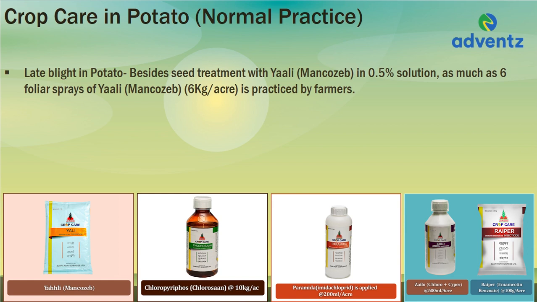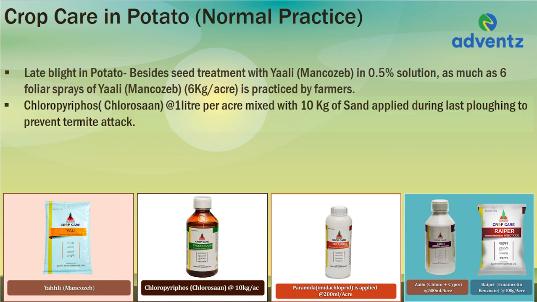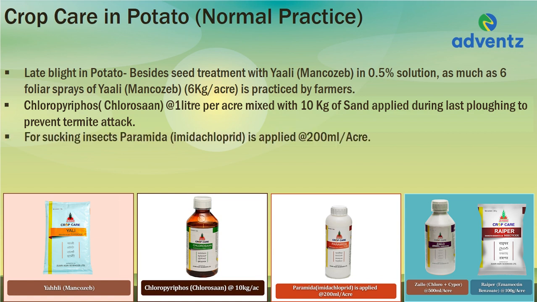For termites, chlorpyrifos, which is Chlorosan, at the rate of 1 liter per acre, mixed with 10 kg sand, should be applied during last ploughing to prevent the termite attack. For sucking insects, Paramida or imidacloprid is applied at the rate of 200 milliliters per acre.